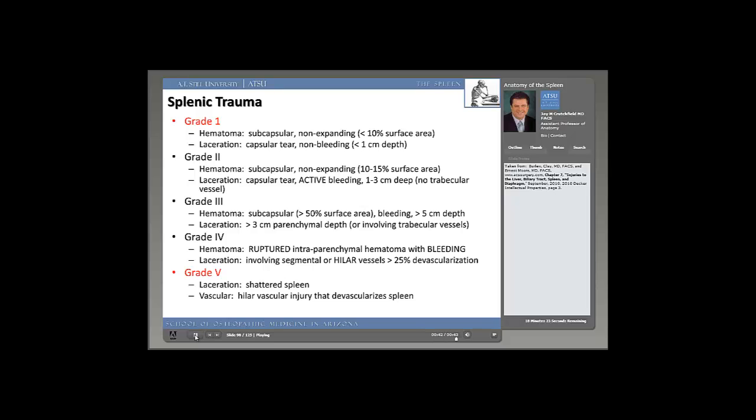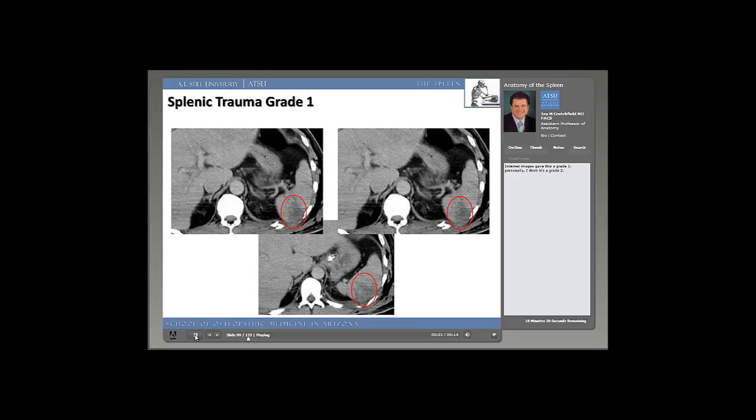Here's an example of grade 1 splenic trauma. Here the spleen can be seen with a shattered capsule. There's no free blood in the abdomen, and the organ is basically still intact.